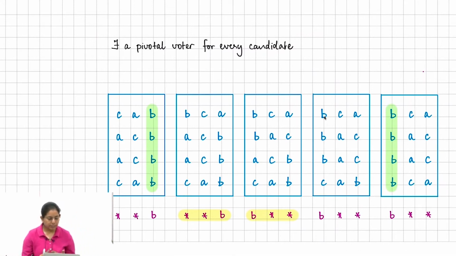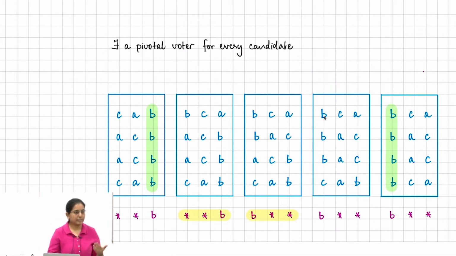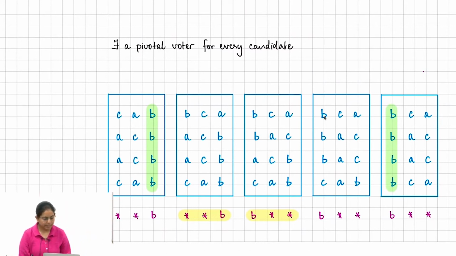Is there a natural choice for the voter that we are looking for? We said we are looking for a voter who has a major influence on the fate of B. If you had to pick a voter in this example, it would be the second voter, because it was when the second voter decided to promote B that B got promoted in the output of the mechanism as well. So that seems like a natural choice for whom we are going to declare as the pivotal voter for B.